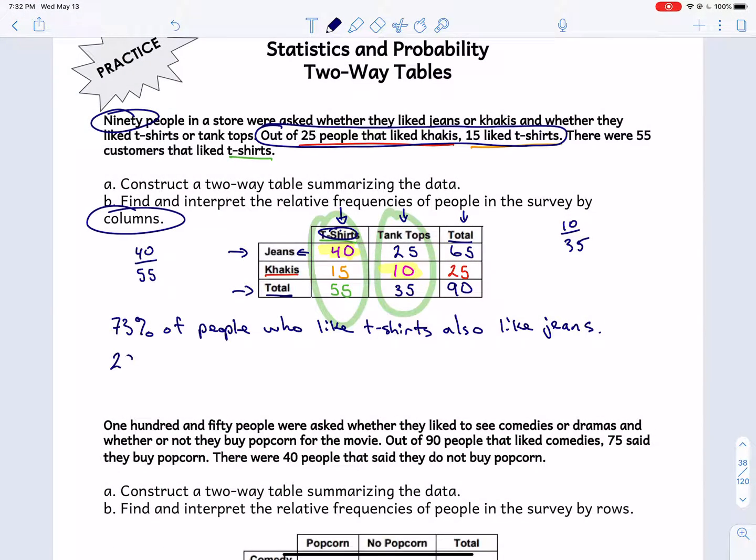So 29% of people who like tank tops also like khakis. Okay, this is the one that we're doing, so it corresponds with khakis here. Again, we can write 2 more statements, but this is fine.